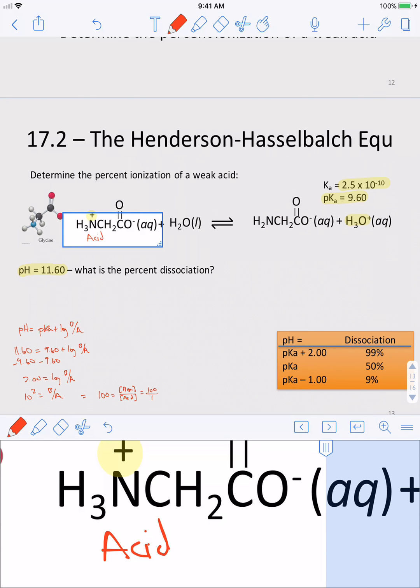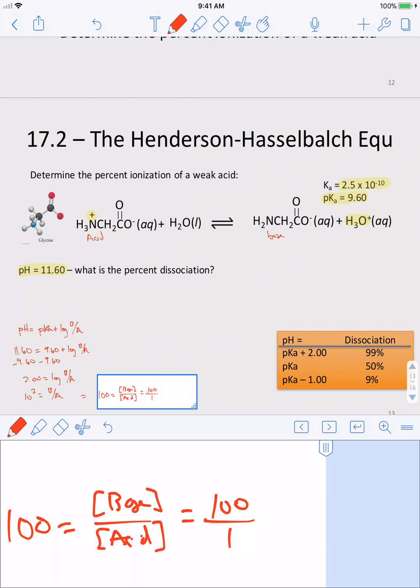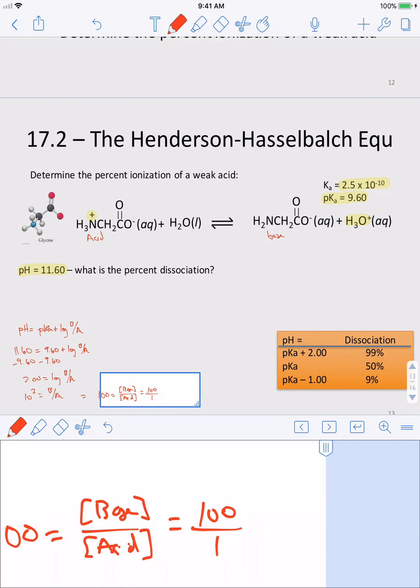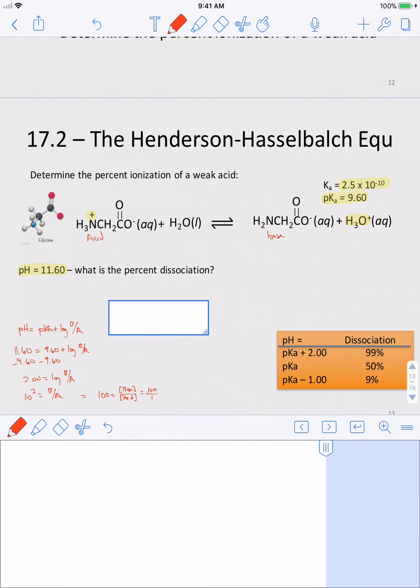They differ by 1 proton. This one has the proton. This one doesn't. This is the base form. And so at a pH of 11.60, we have 100 in the base form for every 1 that's in the acid form. Okay. So we're almost all dissociated into the base form here. Hardly any, only 1 out of 100 is in the acid form.